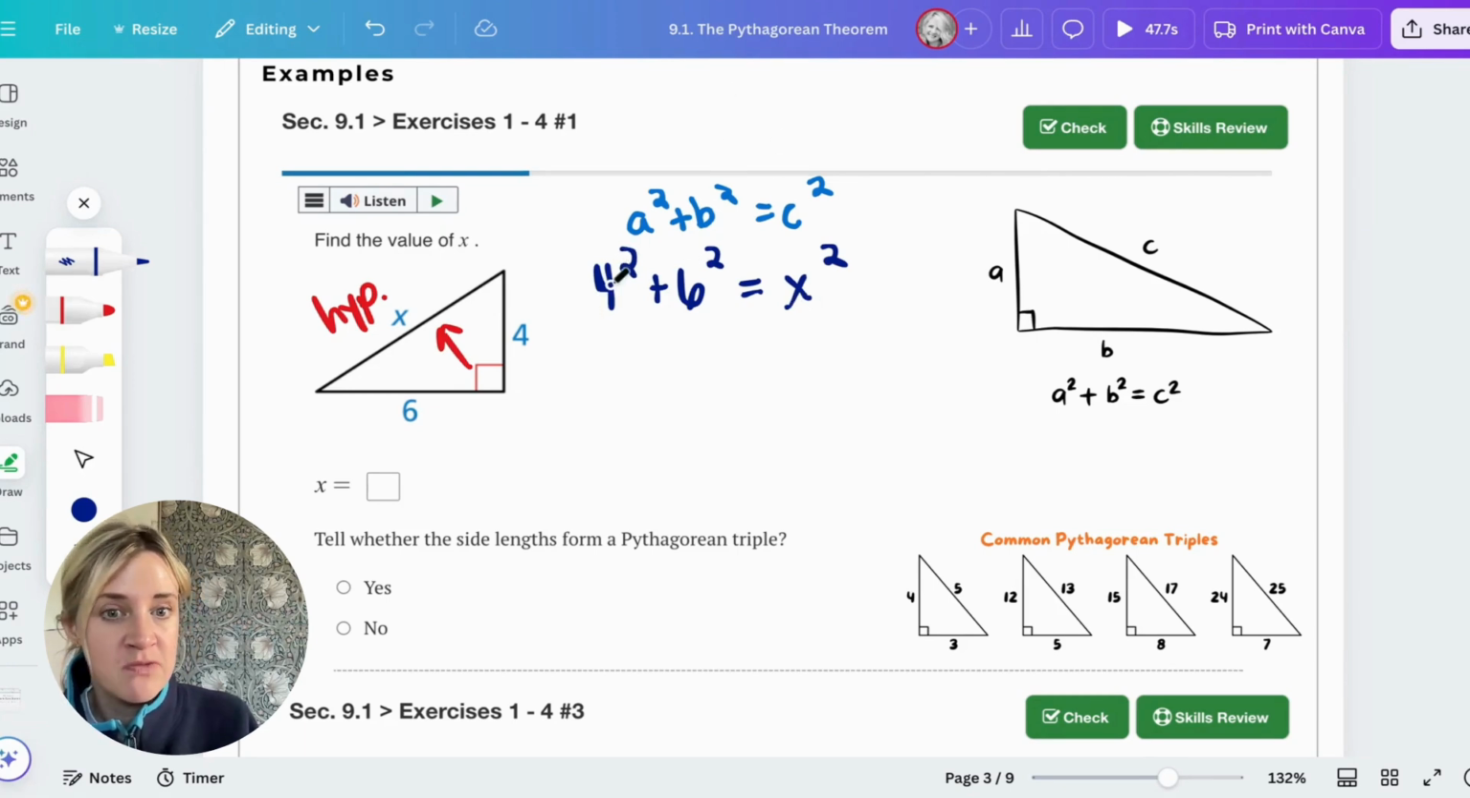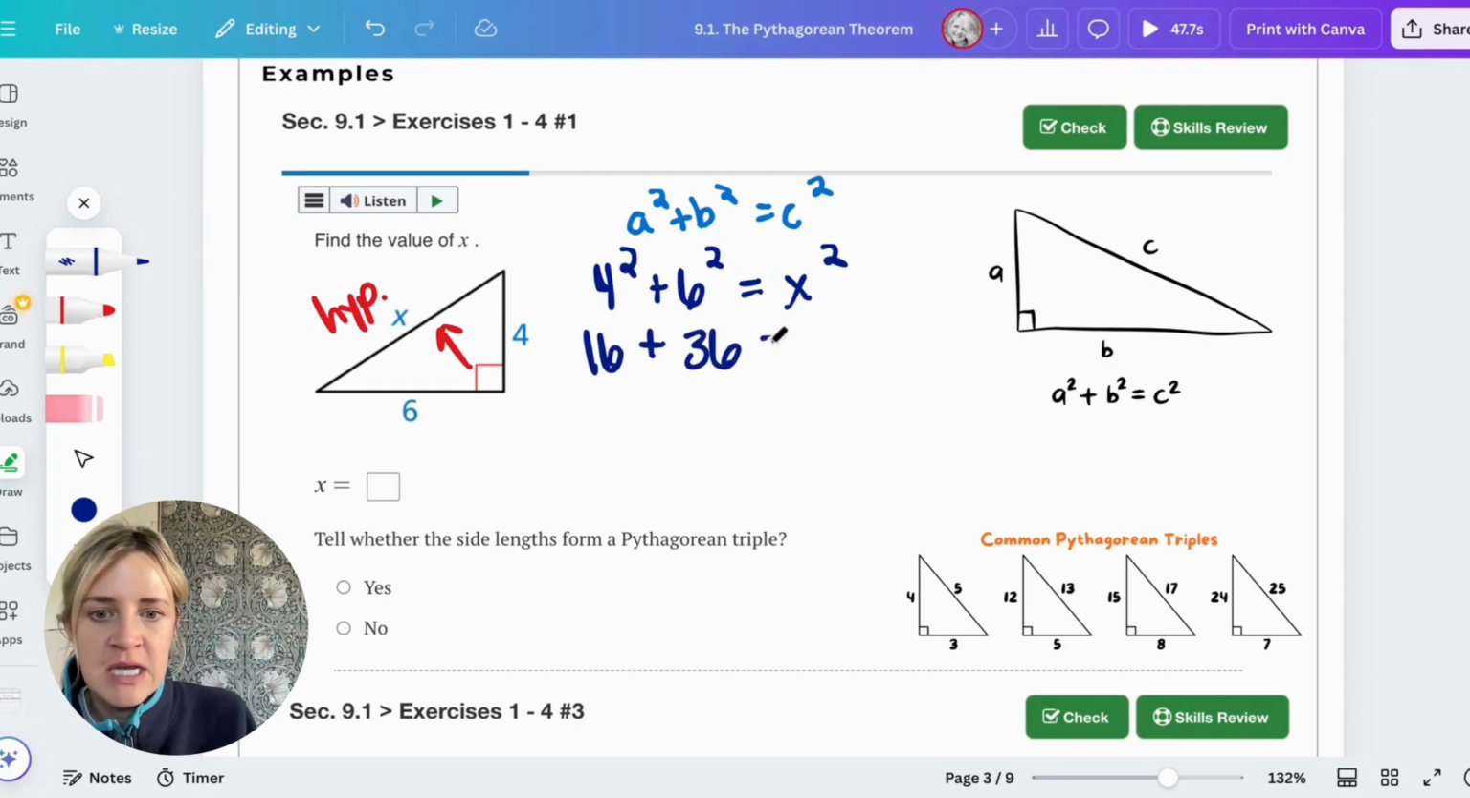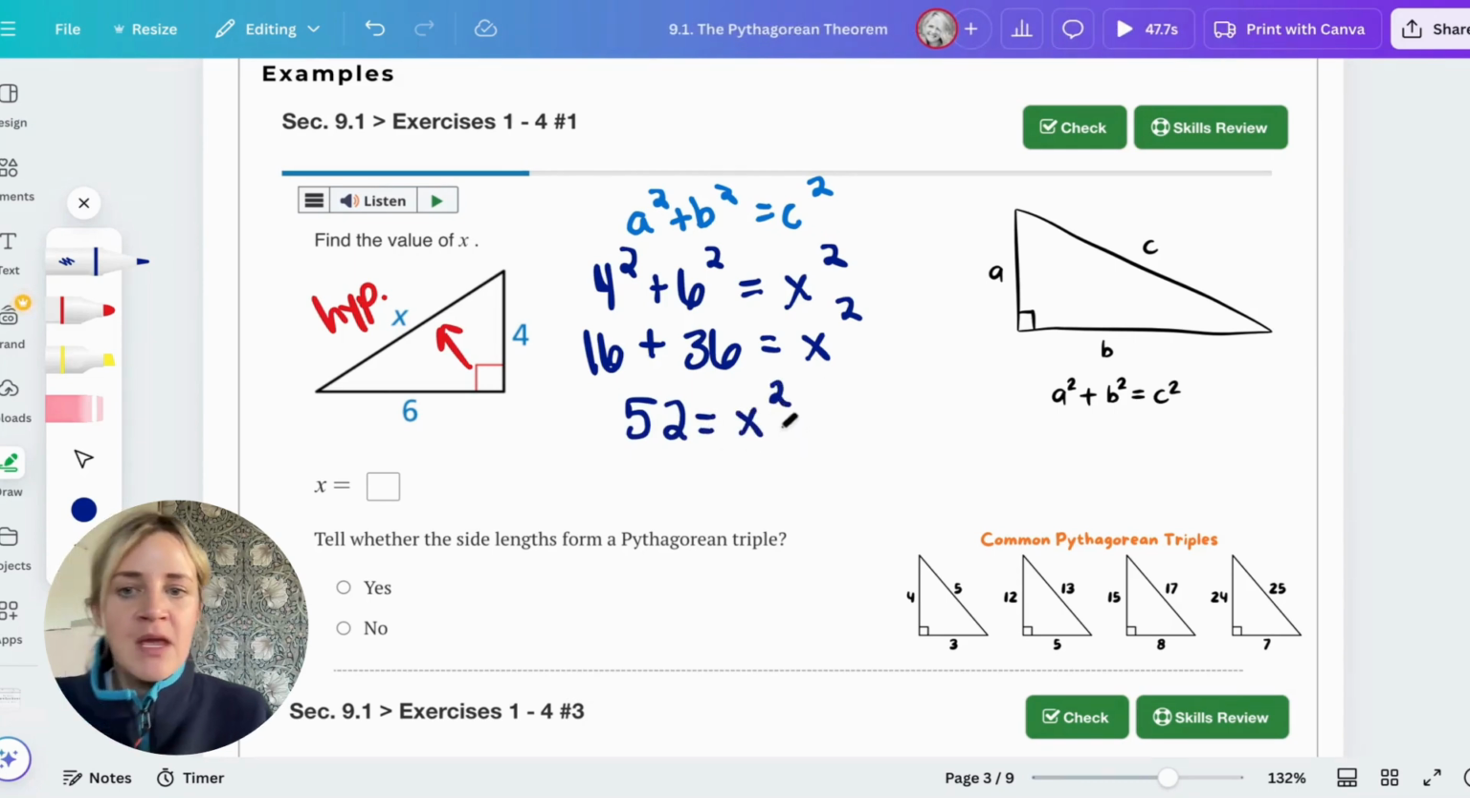So 4 squared is 4 times 4, which is 16. 6 squared is 6 times 6, which is 36. x squared is still x squared. Let's add those together. 16 plus 36 is 52. So 52 is going to be equal to x squared. This is not our answer yet. We want to know the value of x. I believe we want them in decimal form too, so we are going to use our calculator.